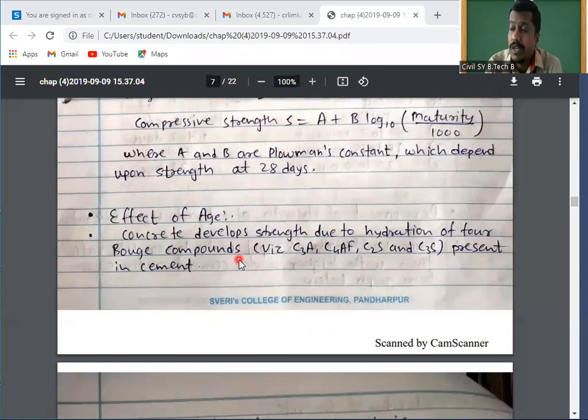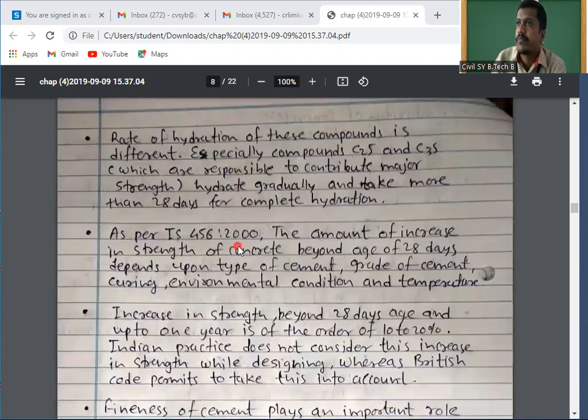But with respect to the effect of the age, maybe in just the first 6 months, first 1 year, 2 years, concrete is going to gain the strength. Hydration is a process which lasts long in the concrete body, correct? So concrete develops the strength due to the hydration of our 4 Bogue's compounds, you know very well, that is C2S, C3S, C3A, and C4AF. It also depends on the rate of heat of hydration which may occur in the particular concrete body.